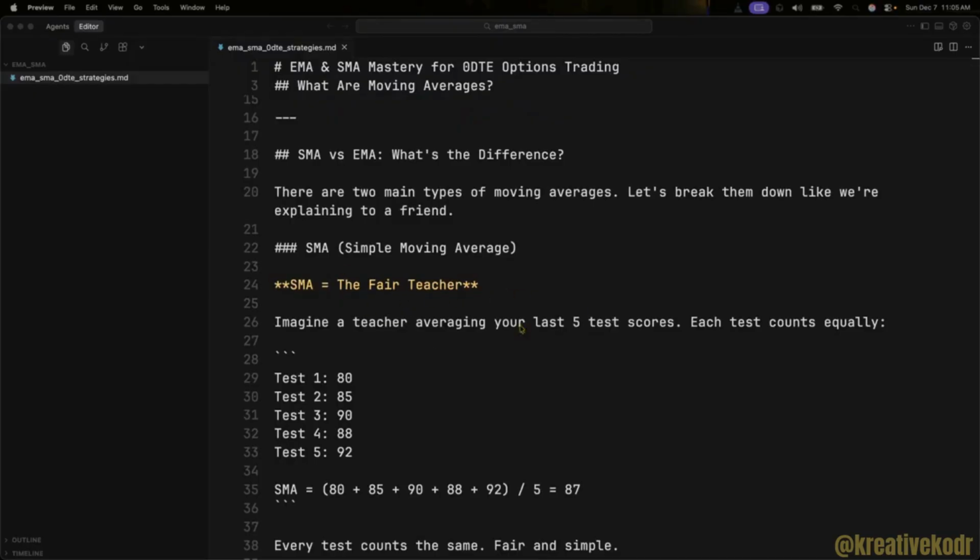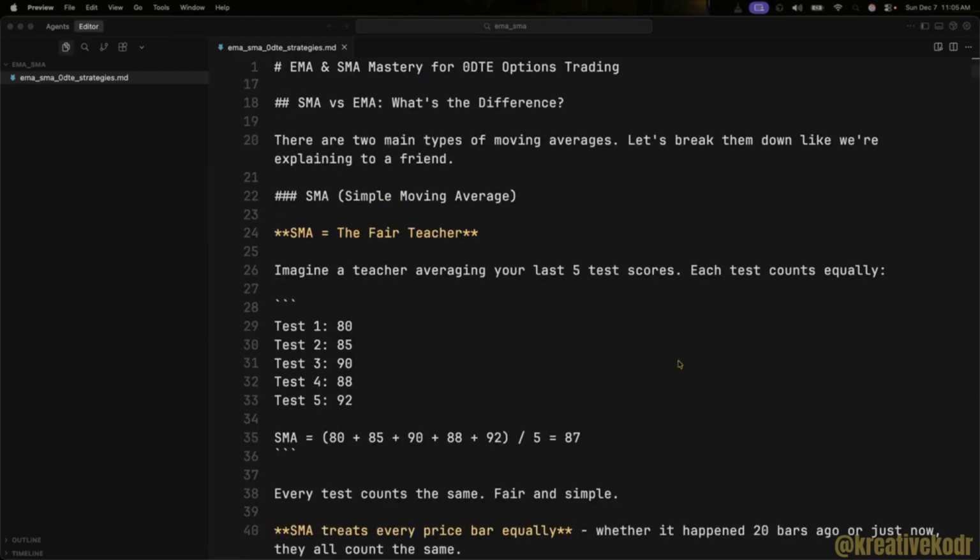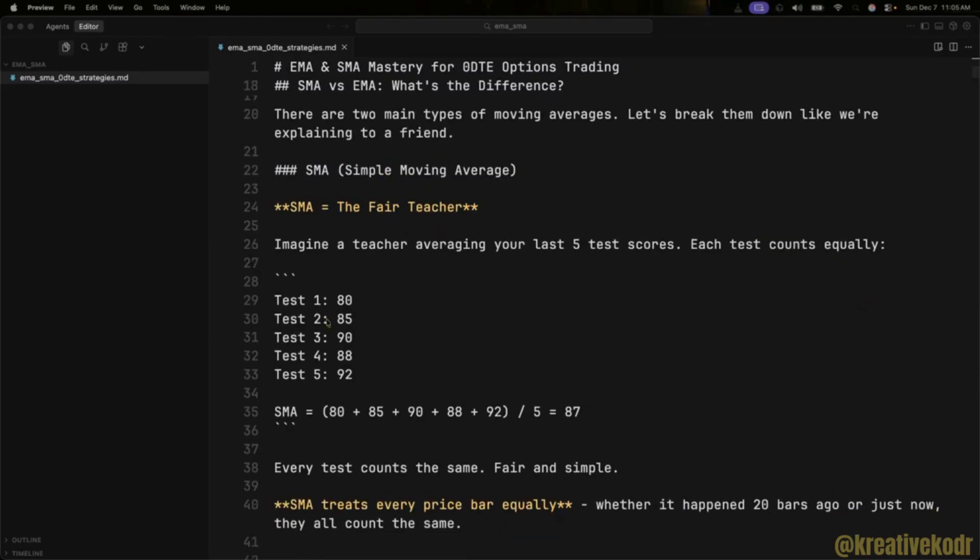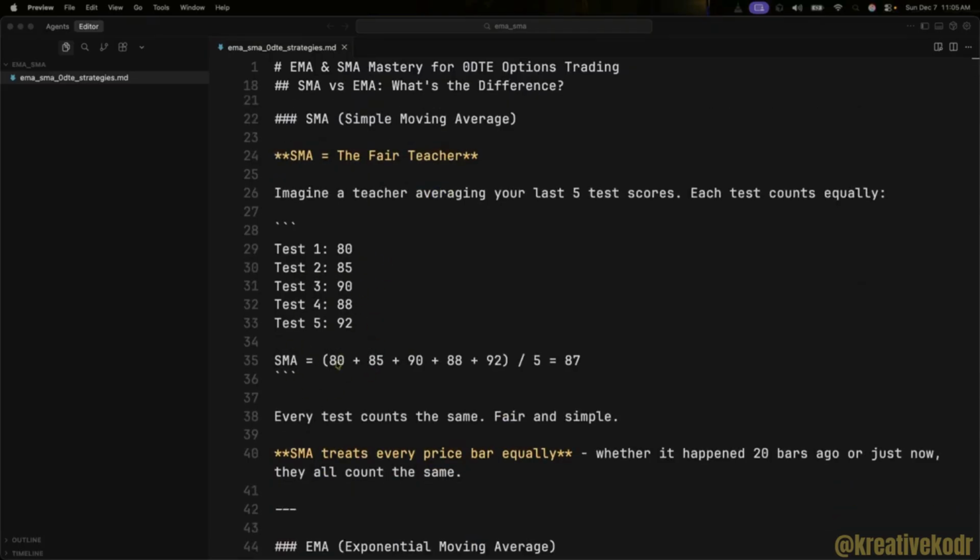So, the simple moving average. This is the fair teacher. Imagine a teacher averaging your last 5 test scores. Each test counts equally. Test 1, 80, test 2, 85, and so on. The SMA is going to take the average, or the mean, of the last 5 test scores, and then you have an 87. Every test counts the same, fair and simple.